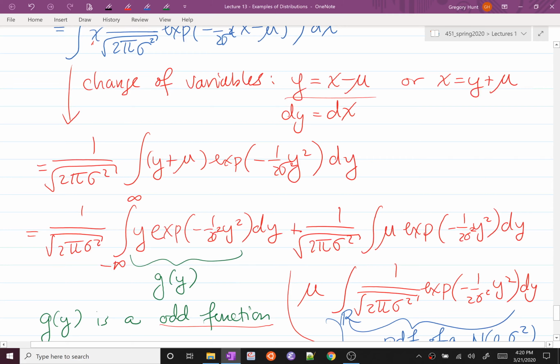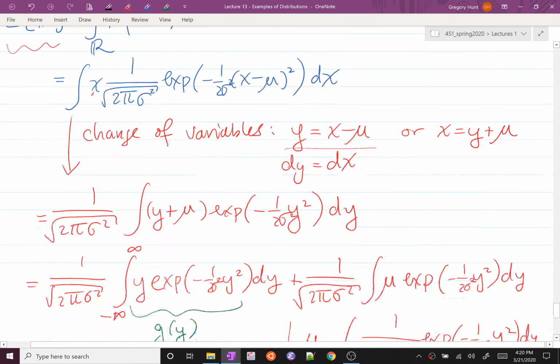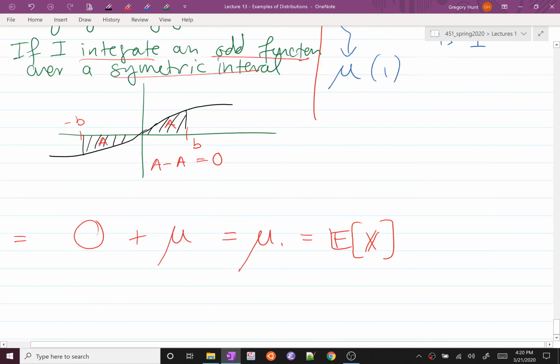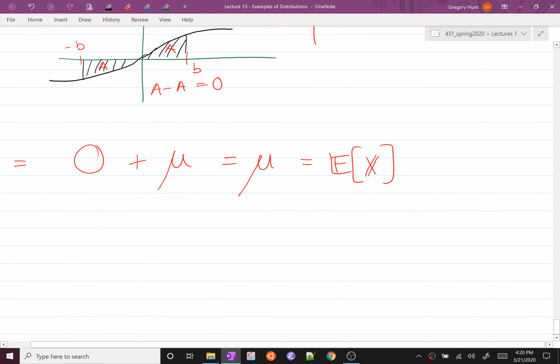But all we're left with at the end of the day is calculating the expected value of x, which we knew, or we expected to be, as it were, mu. And indeed, that's what we get. We get mu at the end of the day. So that's the mean.